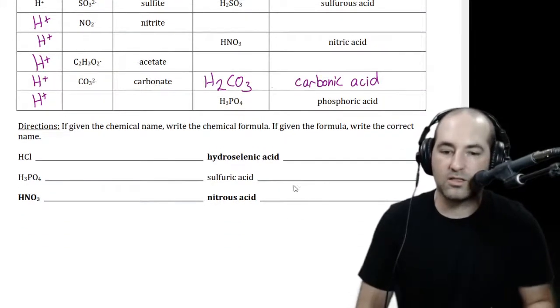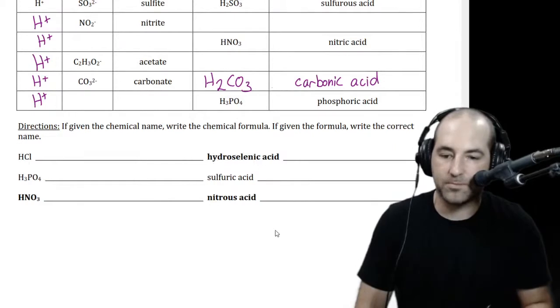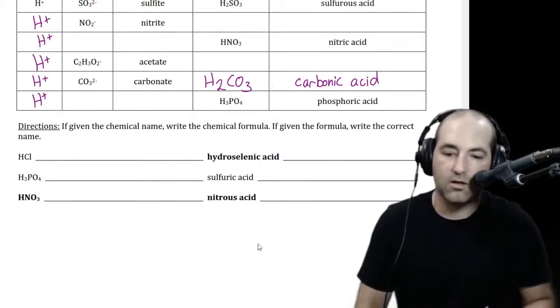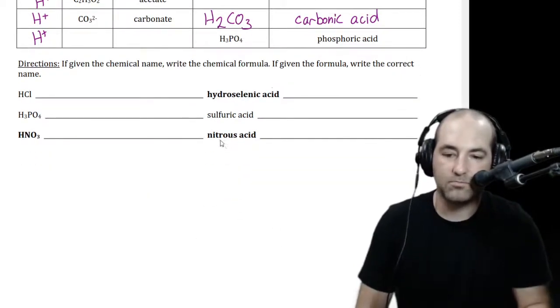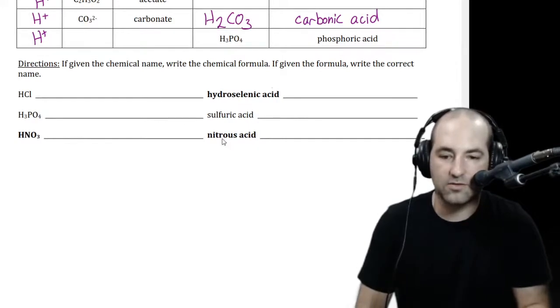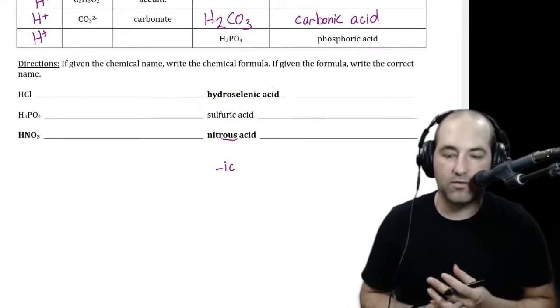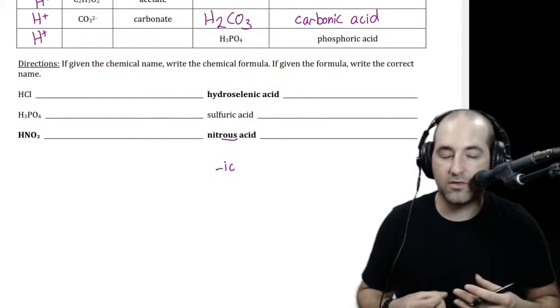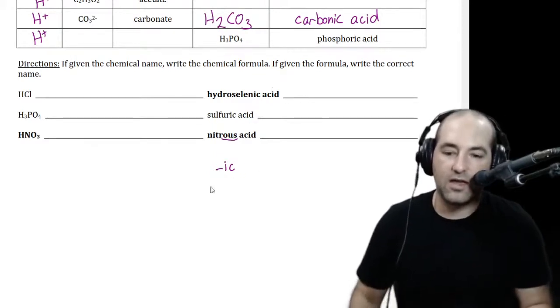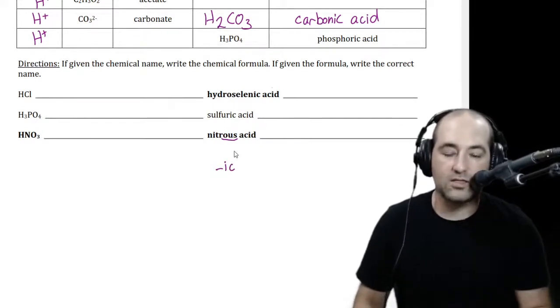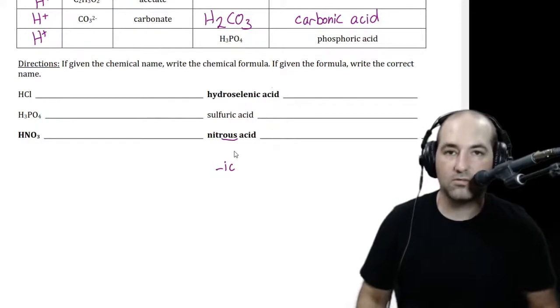Okay. Let's look at one the other way, where we're given a name and we have to figure this out going the other direction. So like for this last one, nitrous acid. There are 2 different possible suffixes for acid. There's OUS and there's IC. And if you're not sure what one of them is, then you can look up the other one. But basically, the IC comes from the ion with the most oxygen, and the OUS comes from the ion with less oxygen.